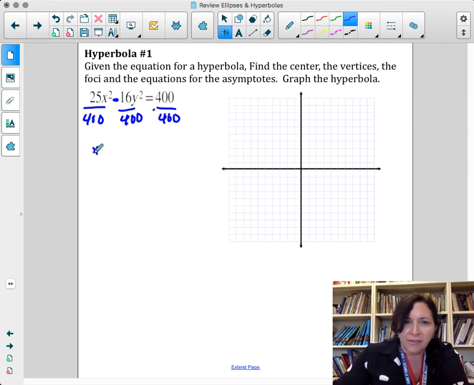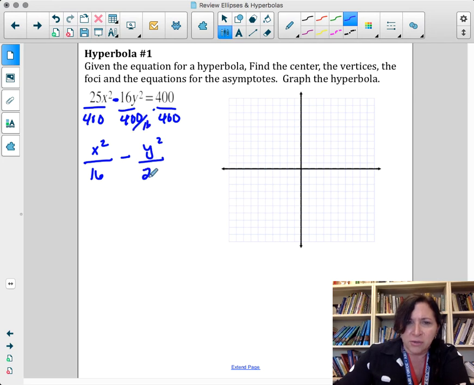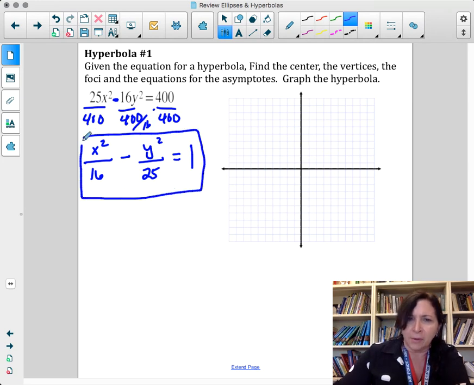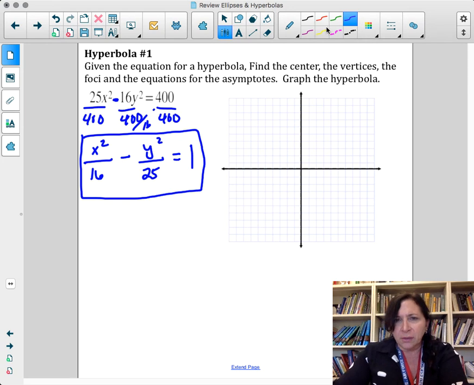So what we have is x squared over 400 divided by 25, that's 16, minus y squared over 400 divided by 16, which is 25, is equal to 400 divided by 400, which is 1. So here's the standard form for my hyperbola. If I don't complete the square, that tells me that my center is at 0, 0.